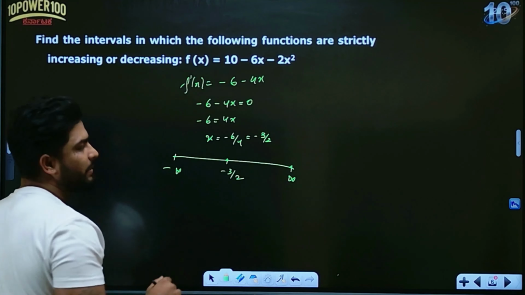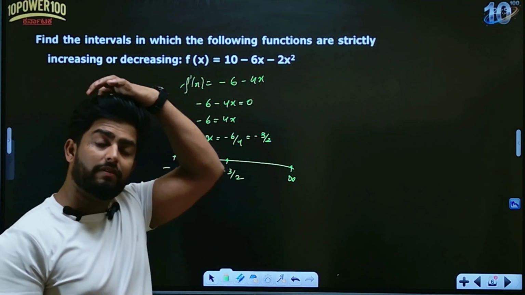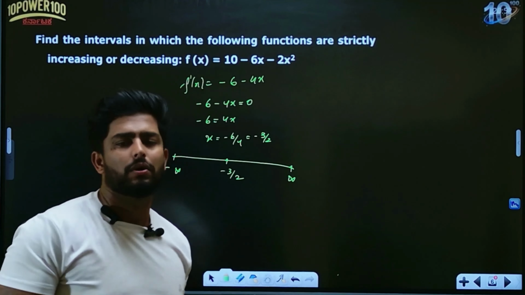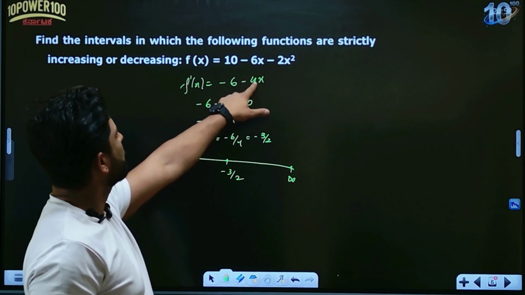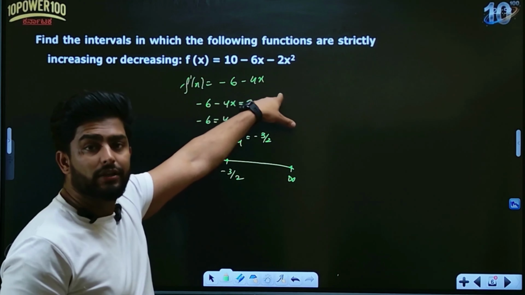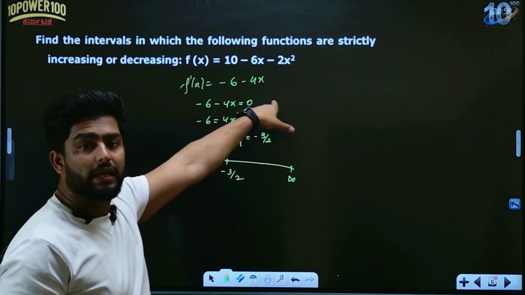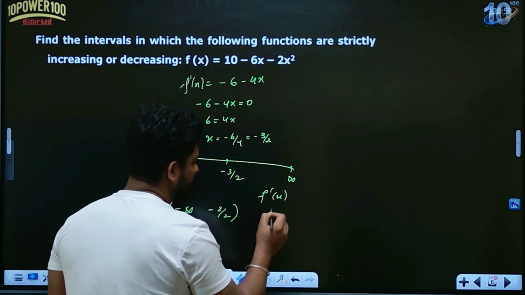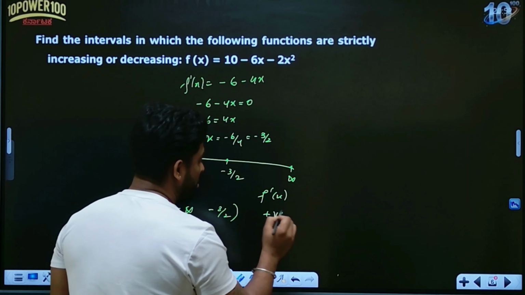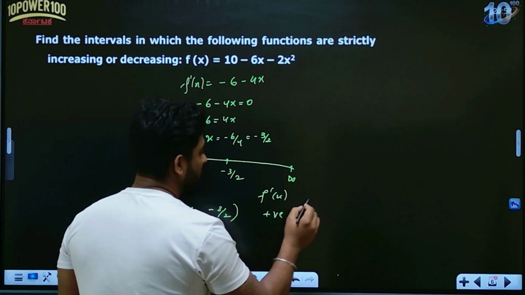So minus infinity to minus 3 by 2, where minus 3 by 2 is 1.5. Okay, so let's take one standard value after that. We'll take minus 2 itself. We'll put minus 2 here. So minus 4 into minus 2 gives plus 8, plus 8 minus 6 is positive. So in this interval minus infinity to minus 3 by 2, f dash of x is positive, and here it is reversed. So f of x is increasing, be careful. Minus and plus are important, I can show you if needed.